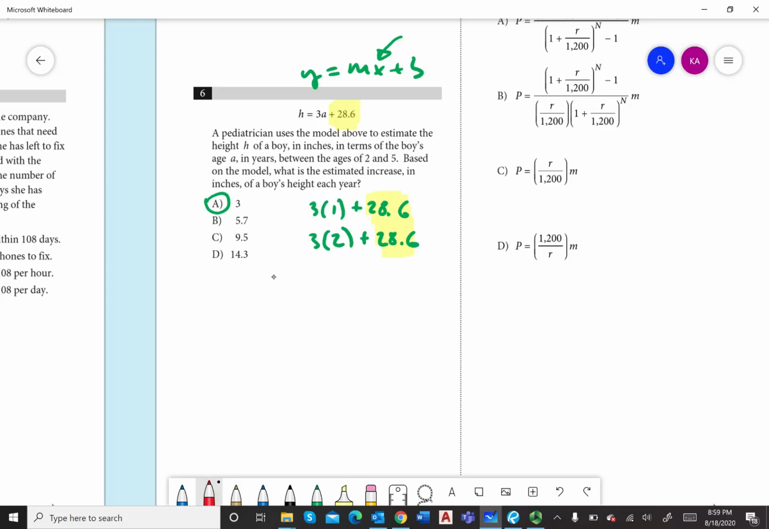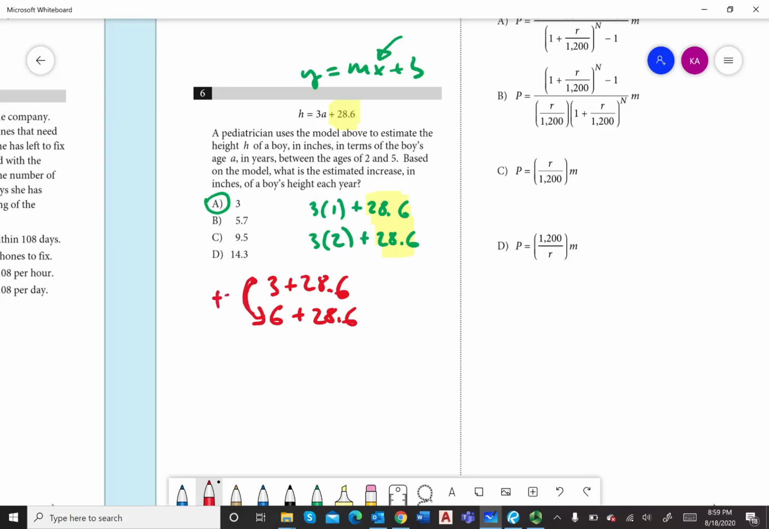Or we can just go ahead and write what that is. The first one is 3 plus 28.6. I don't even need to add it. And then the second one is 6 plus 28.6. So how do I go from this to this?